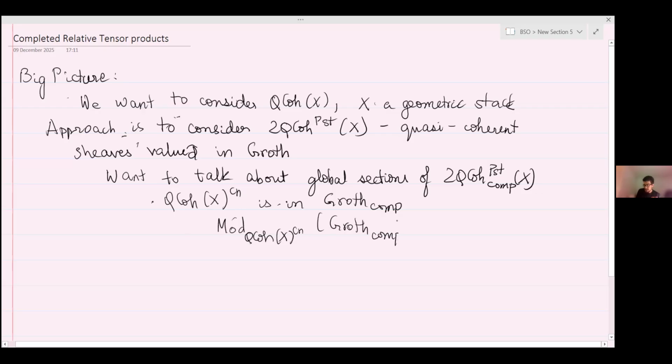So this is where our target is, and I'm pretty sure the next few talks will say all these precisely. But the goal of today is to establish a symmetric monoidal structure on categories like these. That comes from a more general construction. QCoh(X)^{cn} is an example of an admissible algebra in Groth.